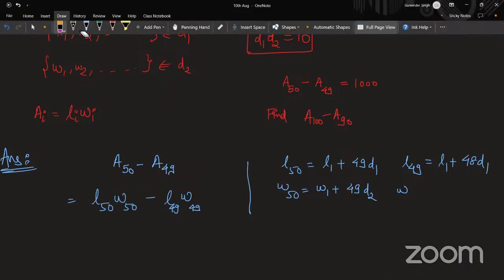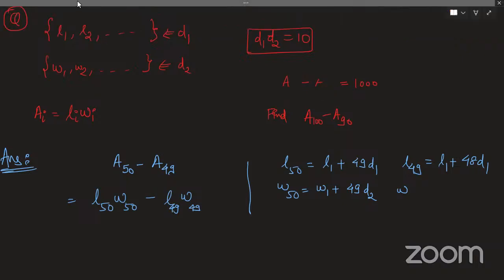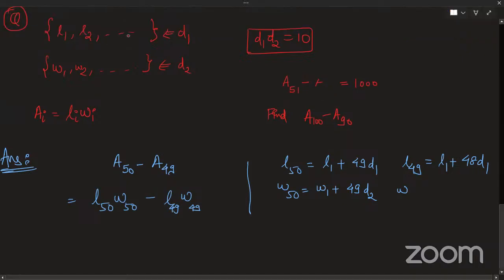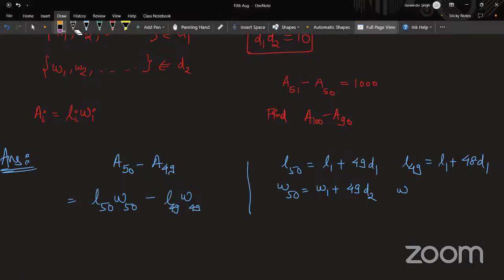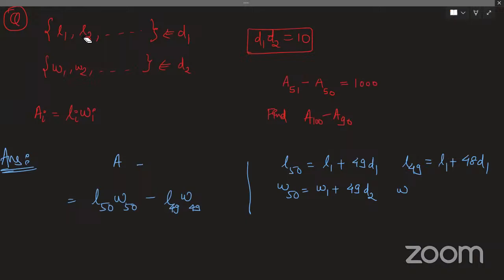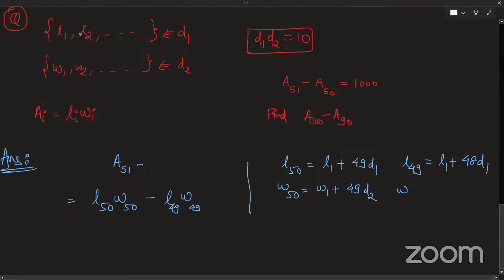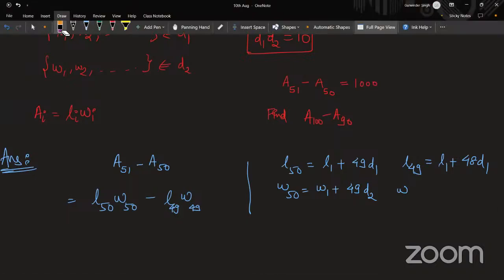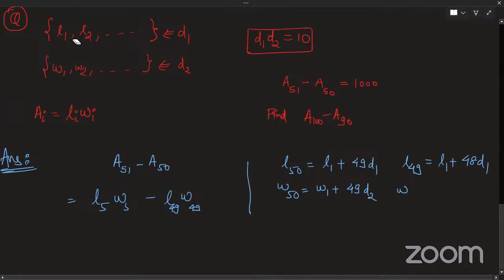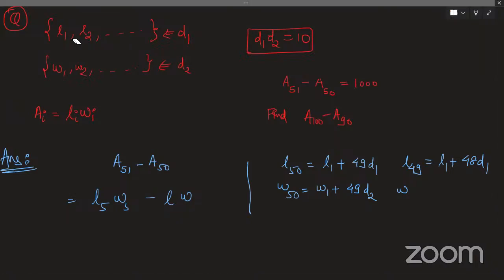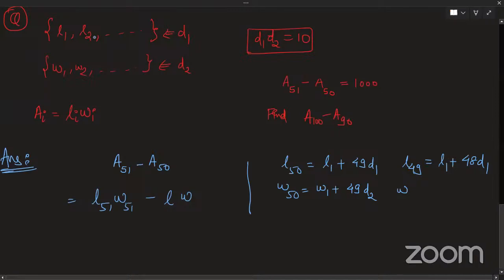See, there is one change in the question. It is A51 minus A50, not A50 minus A49. So just one number ahead we have to go. Will you be able to change it? Not a very difficult change, right? Just one number above you have to go. So it will be 51 minus 50, right?